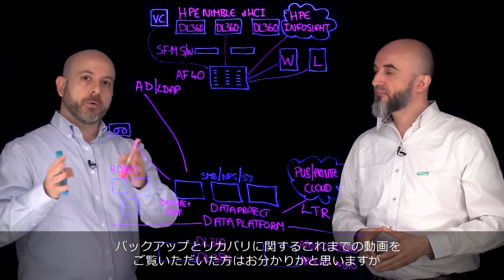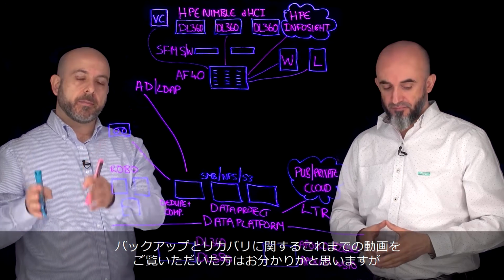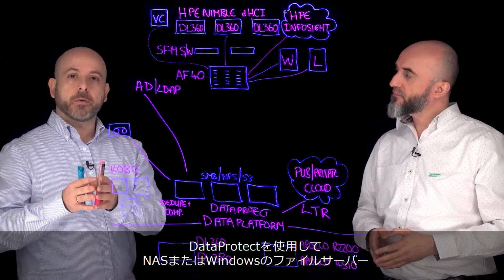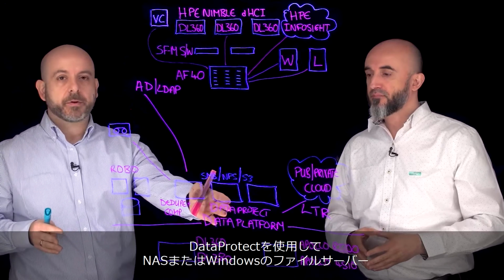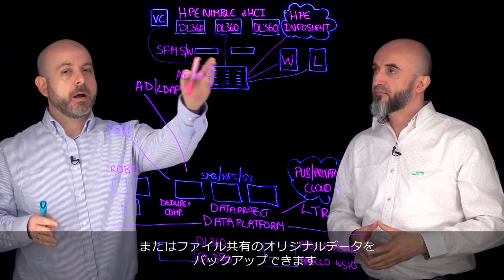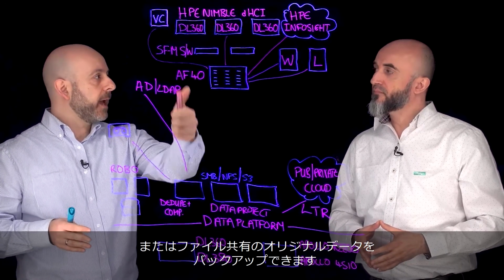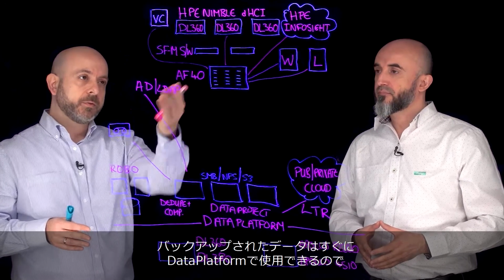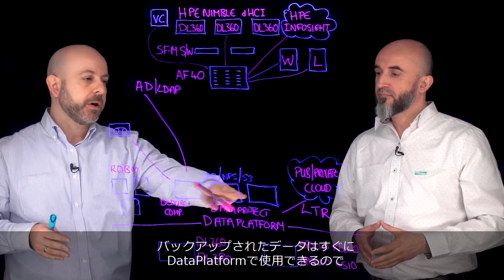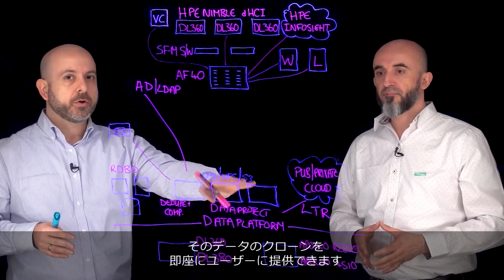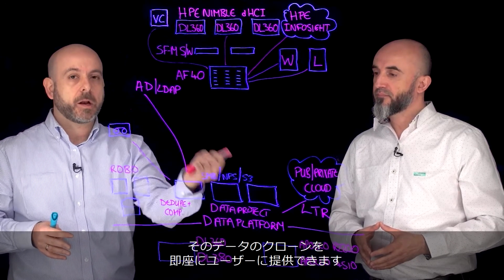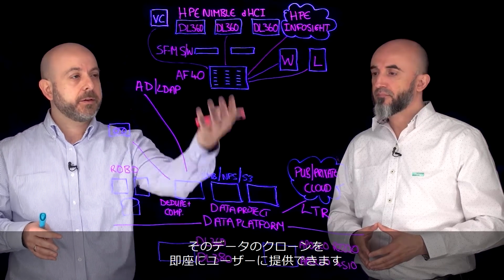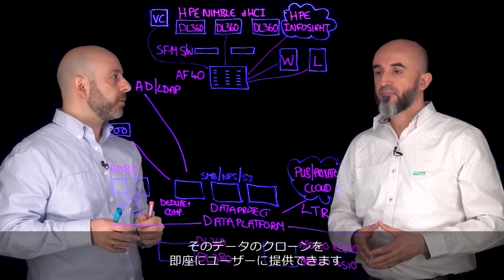Hopefully you saw the previous videos that we've done around backup and recovery. One of the things we can do using Data Protect is back up the original NAS or Windows file server or file share. Once we've backed that data up, we've got it sitting on the platform already. So what we can then do is clone that data and instantaneously present it out to our users as a share.